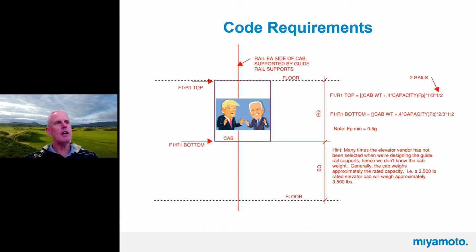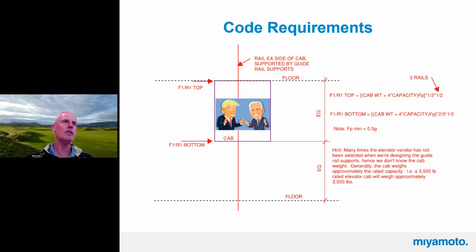Typically early on in the project, we don't know what the cab weighs because an elevator vendor hasn't been selected, or they're non-responsive, or we don't have any coordination capability with them. But if the architect is specifying a 3,500 pound capacity elevator, you can bet that the elevator cab itself is going to weigh about 3,500 pounds. They always have, maybe they always will.